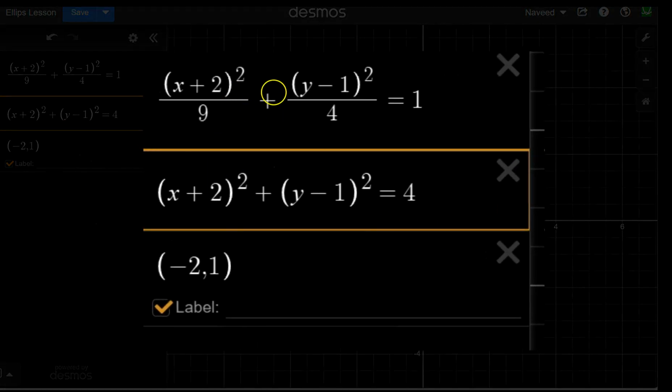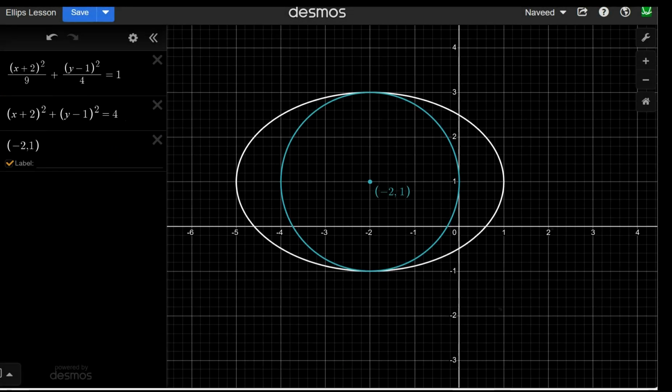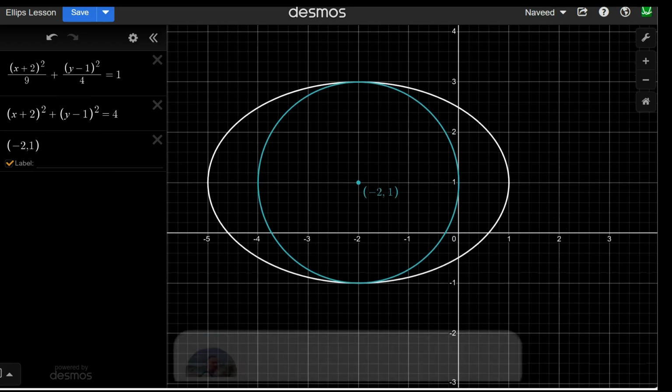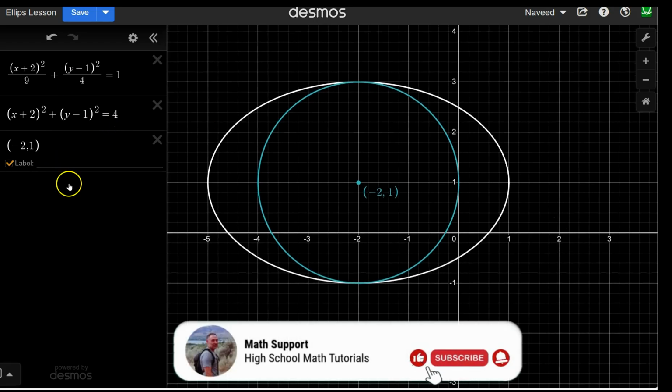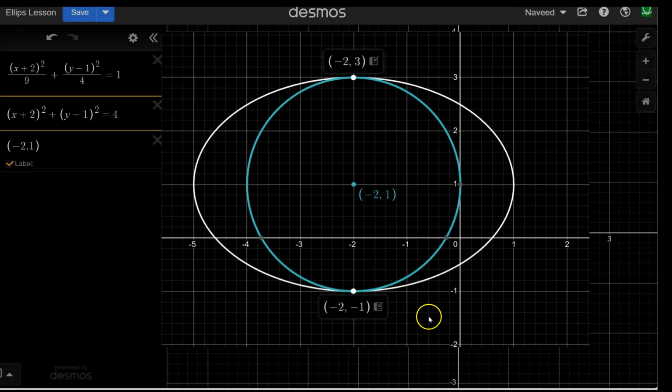So here it is. I typed in the equation of the circle and the equation of the ellipse, and you can see that the blue graph is the circle, and the white graph is the ellipse. This is the point of intersection right there. That's one of them. There's another one right here. And this is what you get. And so we did a good job of solving that system.